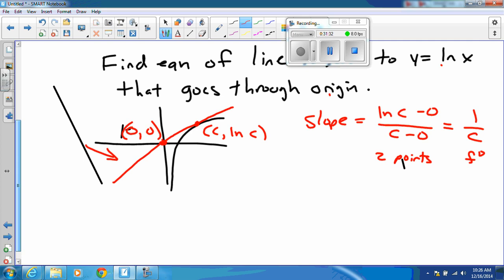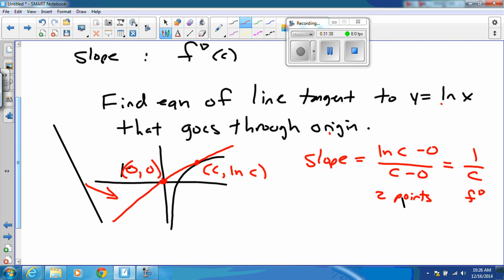How'd you put the slope as one over c? What is f prime? The derivative. Yes, but in this specific case, what is f prime for the slope? 1 over c. What is f prime? Or y prime, we should probably say. Y prime is 1 over x. And what is our x value? It is c.